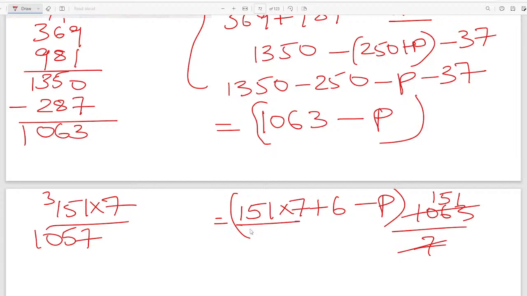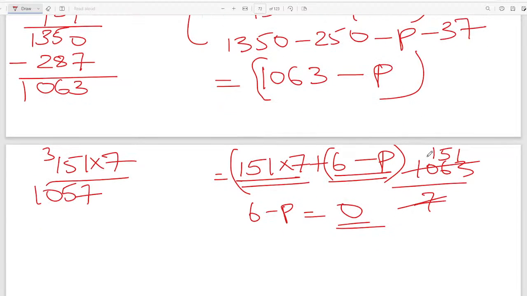So this part is divisible by 7. We want this to be divisible by 7. So if this has to be divisible by 7, 6 minus p would be 0, because 0 is also technically a multiple of 7. So 6 minus p is 0, so p would be 6.